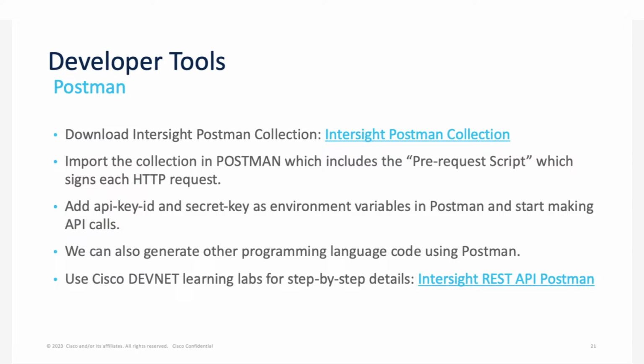Now, for Postman users, we have the Intersight Postman collection available on the provided link. All we have to do is import the Postman collection, which includes the pre-request script, which takes care of the signing of HTTP requests which are being sent to Intersight. And all we have to do is add the API key and secret key as environment variables in Postman and start making API calls. And we can also generate other programming language code using Postman.